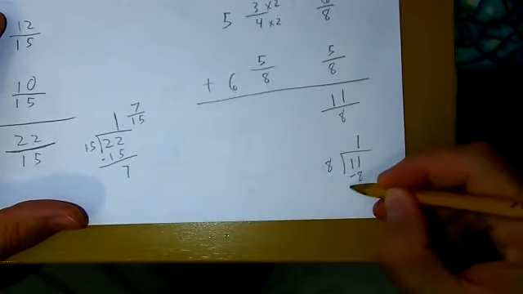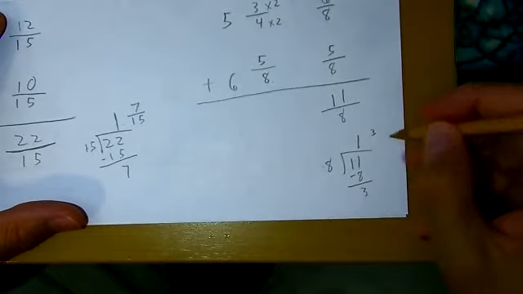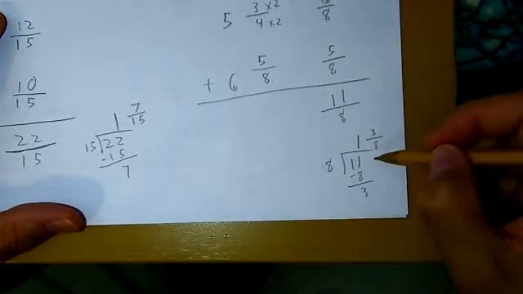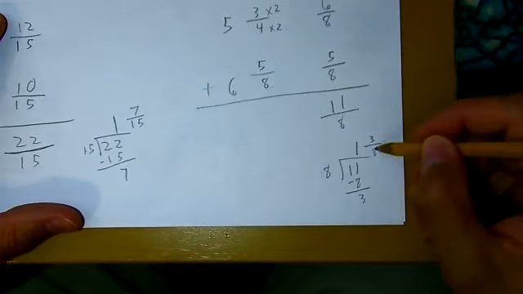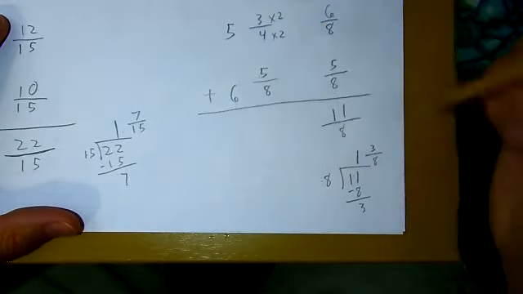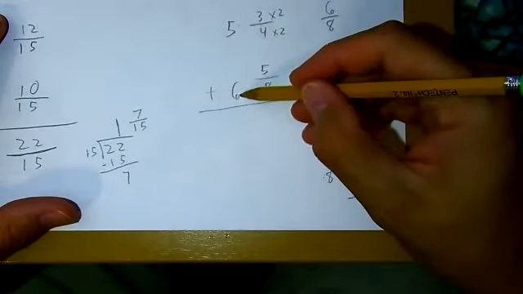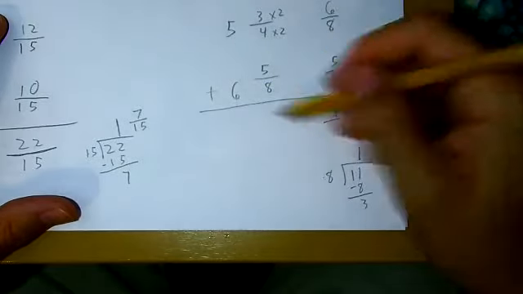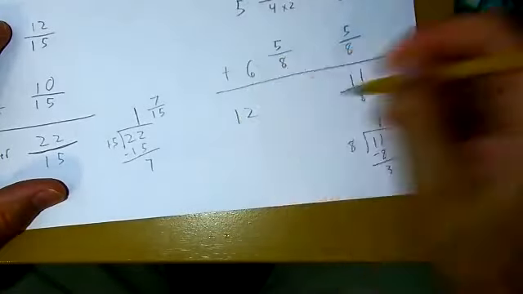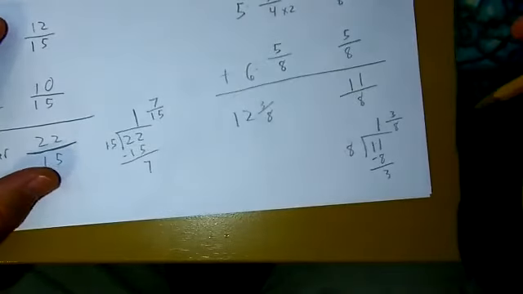Put your 8 down here, subtract it, take your remainder, which is 3, put it back on top, put your 8 denominator back on the bottom. Now don't stop here, because this is just the fraction. Since we have two mixed numbers, you've got to add these in also. So you would add 1 to your 5 and to your 6. So that all together is 12. 1 plus 5 is 6, plus another 6 is 12. Bring your fraction over, 3/8.